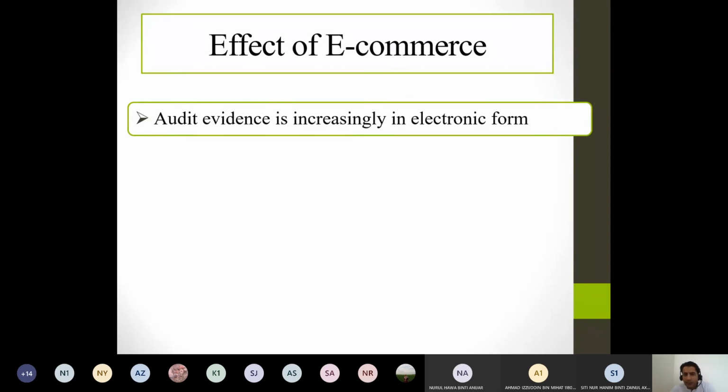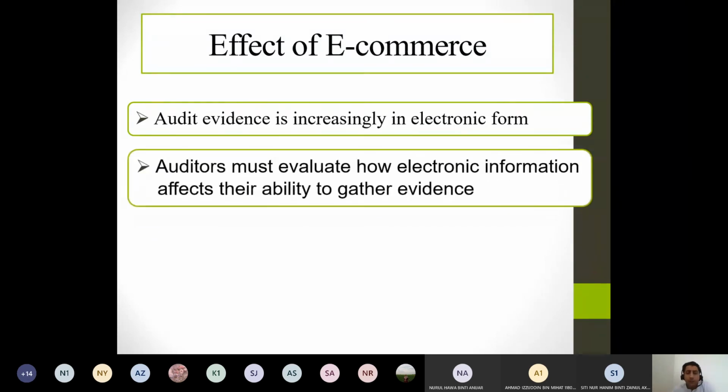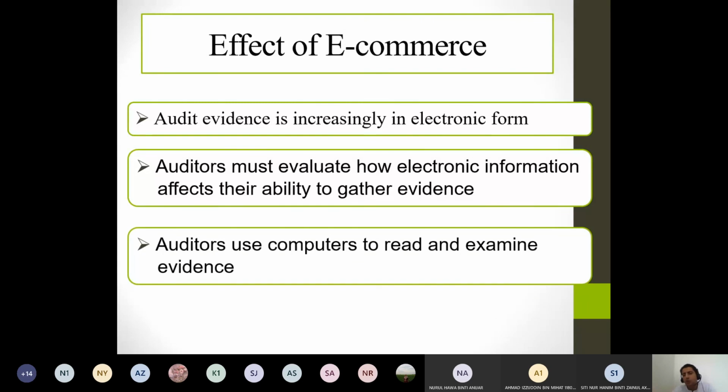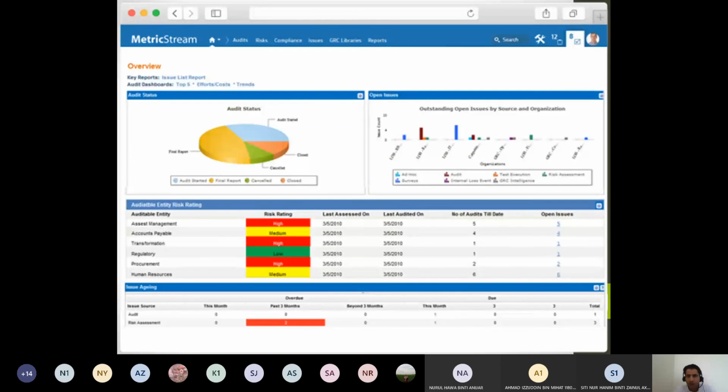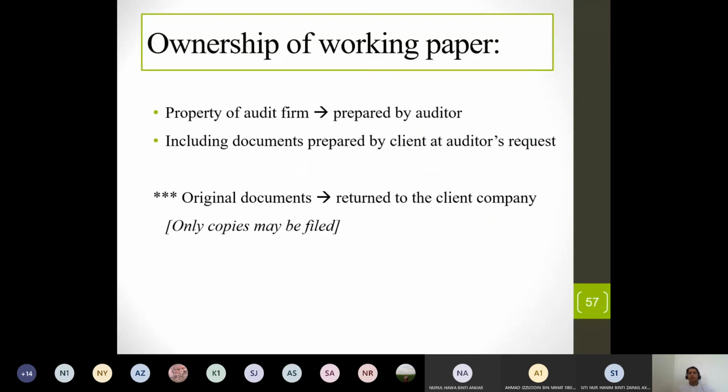Audit evidence is increasingly in electronic and computer form. The auditor must evaluate how electronic information affects their ability to gather evidence. Auditors use computers to read and examine the evidence, and there are software programs, typically Windows based, which can help the auditor to evaluate the e-commerce evidence. This is an example.